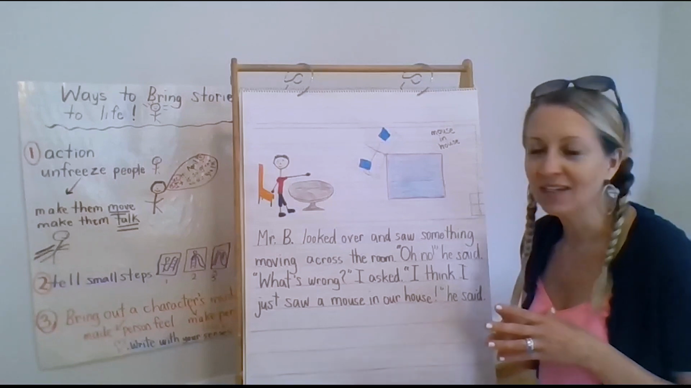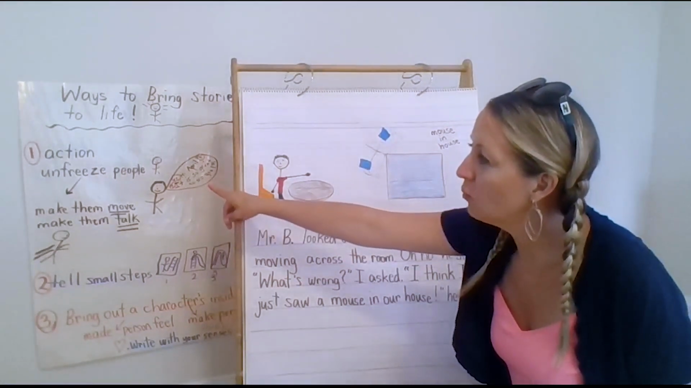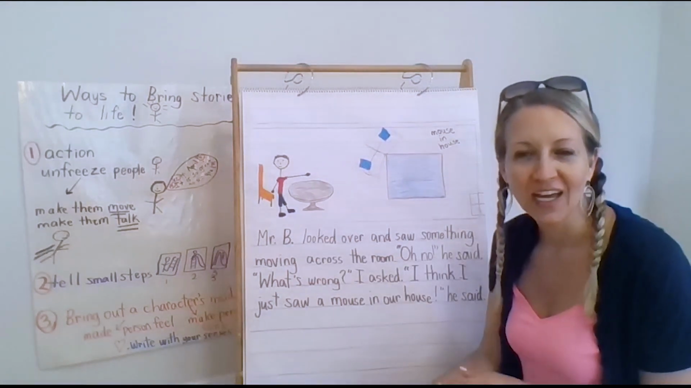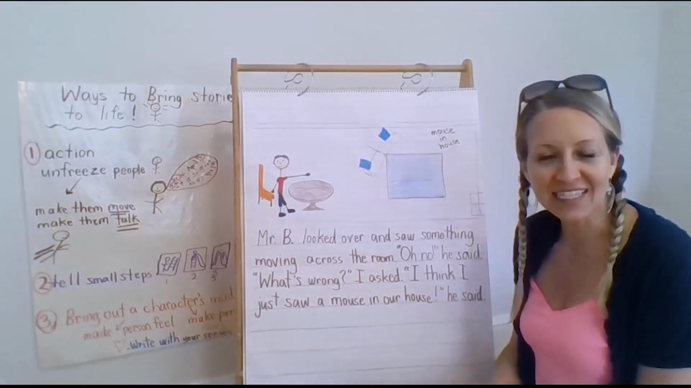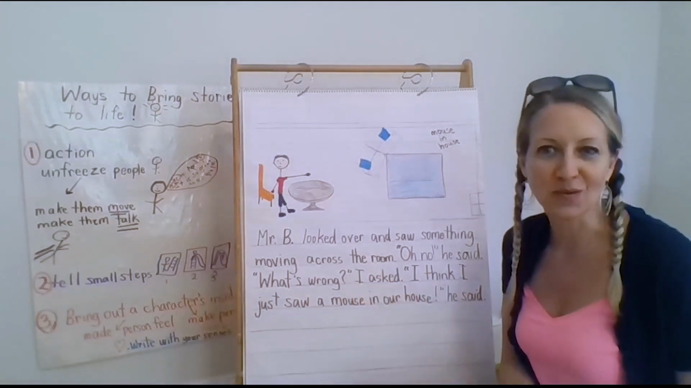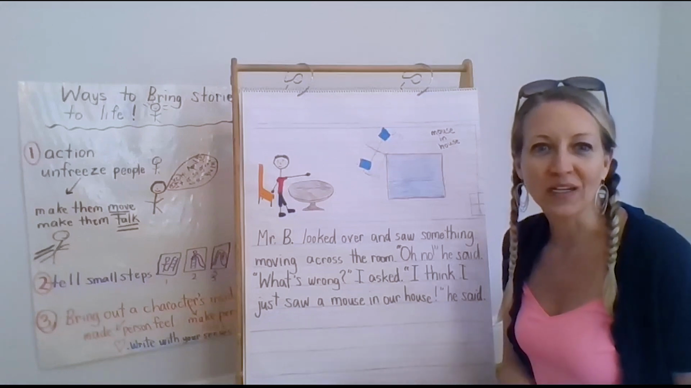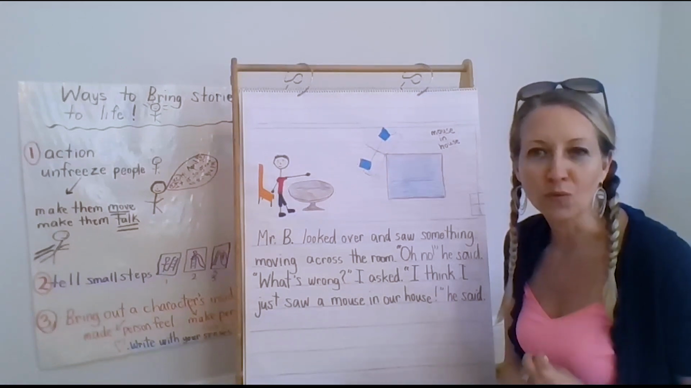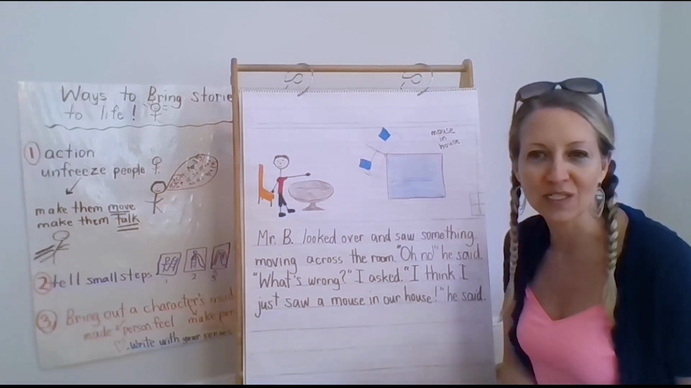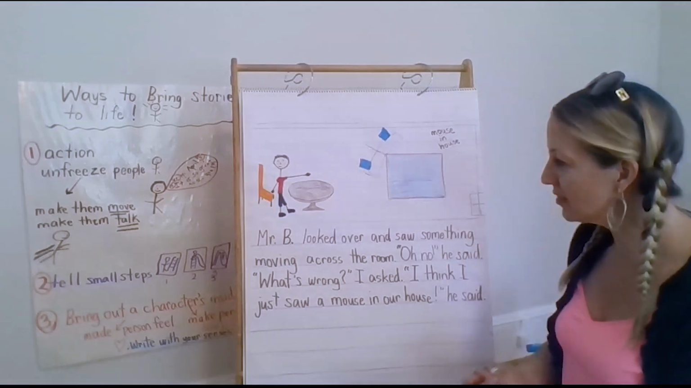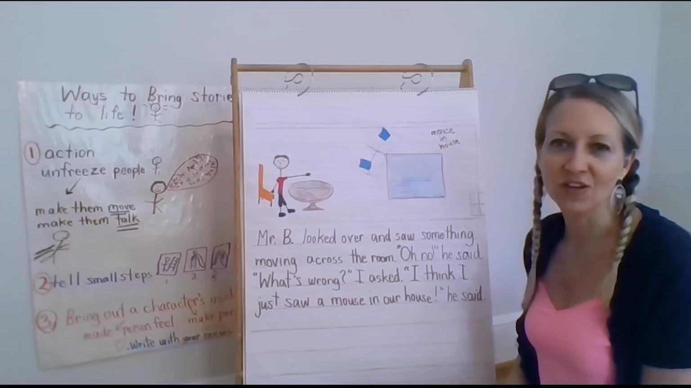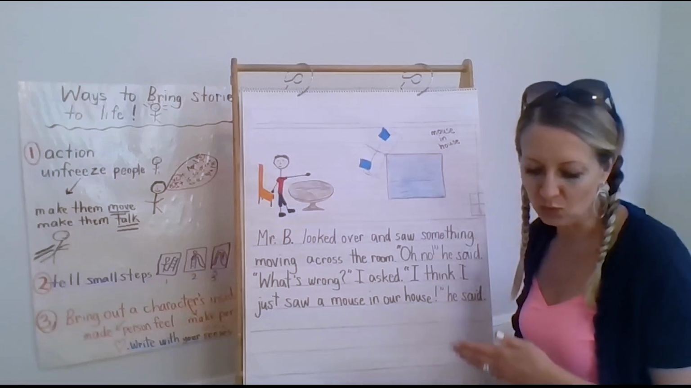One way I can do that is by showing more action. I can unfreeze people and I can make them move and I can make them talk. Last time I made my characters, Mr. B and I, talk with those quotation marks. Today we're going to add a little bit more movement. We're going to explain using action words, verbs, what happened. So now that I've added to my picture, I can explain some of the additions that I added in words.